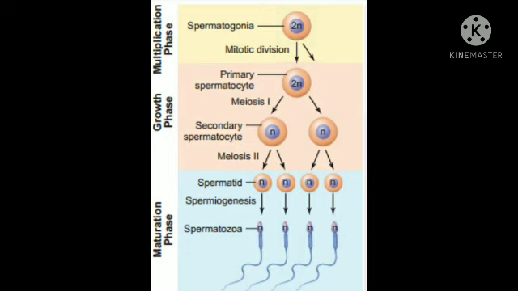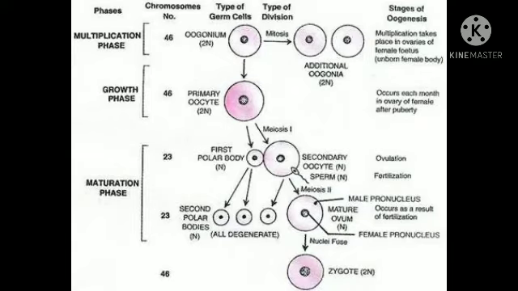Then is the growth phase, in which the primary spermatocyte undergoes meiosis 1 and meiosis 2 to produce spermatids. In the maturation phase, just spermiogenesis occurs, and it results in the conversion of spermatids into spermatozoa. I expect that you get a better idea of the process of spermatogenesis from the following diagrams.